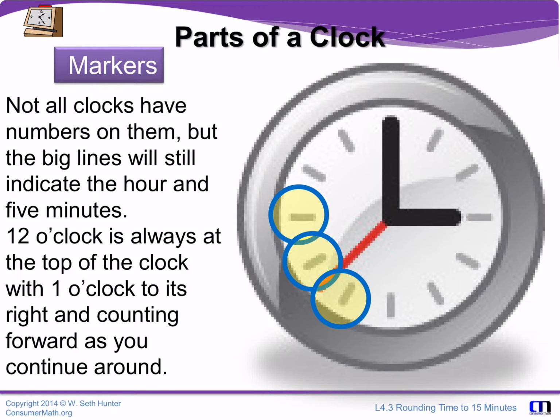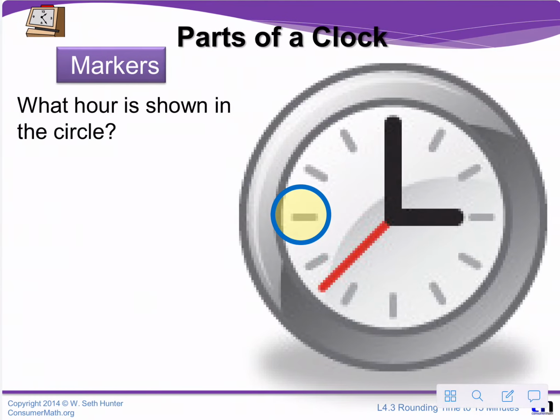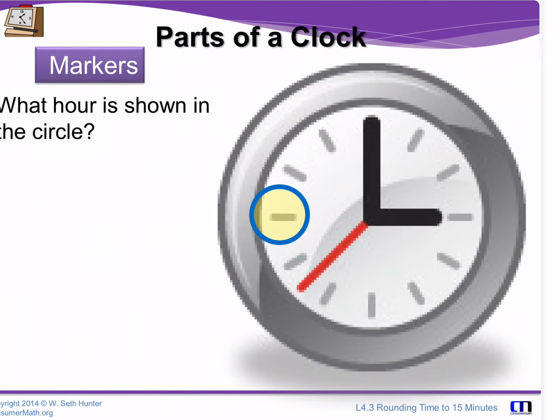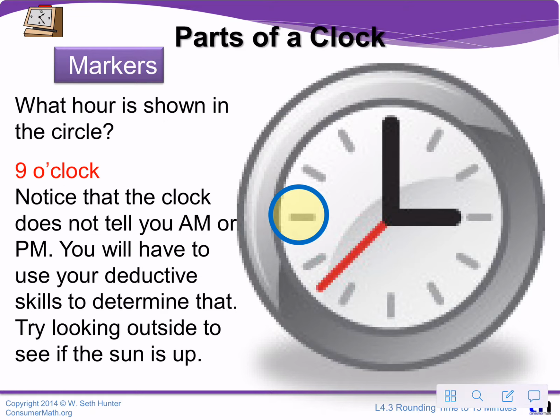12 o'clock is always at the top of the clock with 1 o'clock to its right and counting forward as you continue around. What hour is shown in the circle? 9 o'clock. Notice that the clock does not tell you AM or PM. You'll have to use your detective skills to determine that. Try to look outside to see if the sun is up.